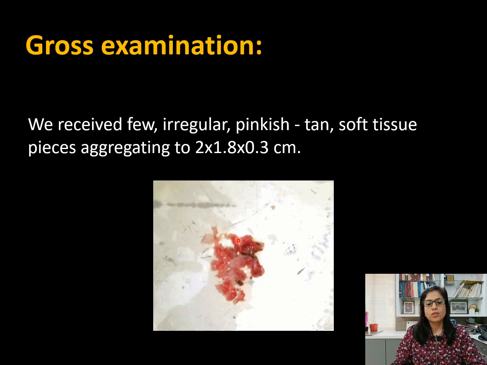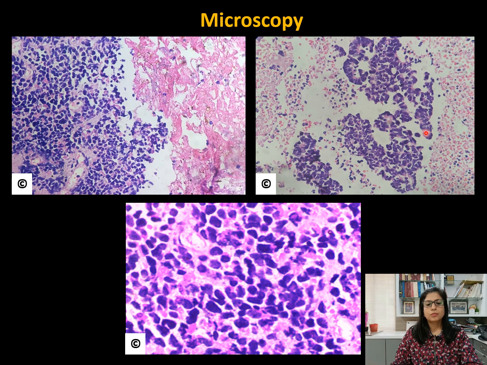This was the gross received in the lab. The tumor was soft, friable, pinkish tan. So coming to histopathology of case 2, again this is a highly cellular tumor composed of densely packed cells having high NC ratio, large hyperchromatic nuclei, scant cytoplasm.